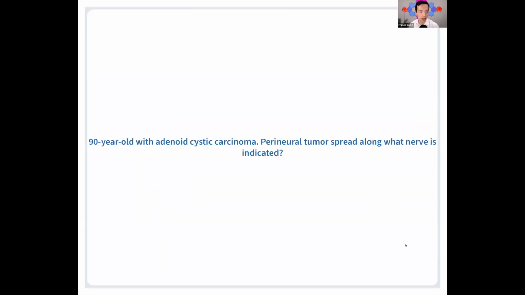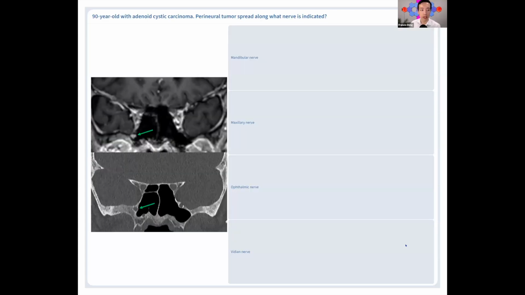Our next case is a 90-year-old with adenoid cystic carcinoma. Perineural tumor spread along what nerve is indicated on these images? I'm showing you T1 post-contrast coronal image and a corresponding CT image, just to help you get your bearings about the anatomy. But it's not that the CT shows perineural tumor spread, it's shown on the MRI.